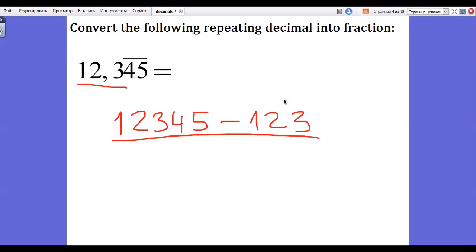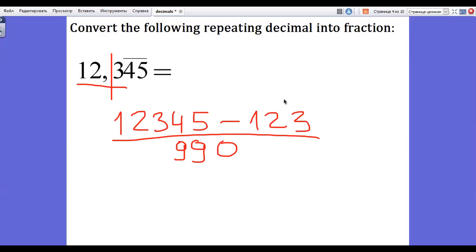After, you will divide by a sequence of 9s and 0s, and you will look at the fraction part. In the fraction part, you have 2 repeating digits. It means you will write 2 9s in the denominator, and 1 non-repeating digit, which means you will write only 1 zero.